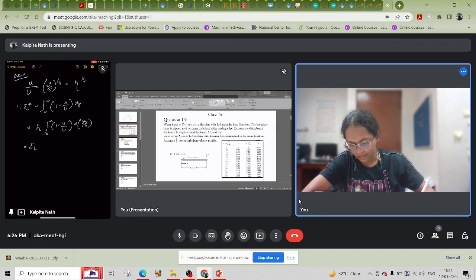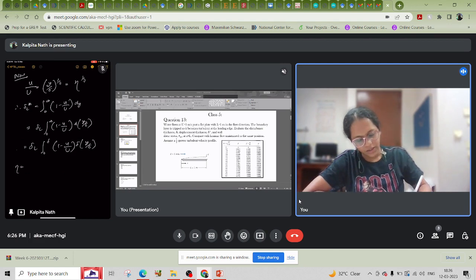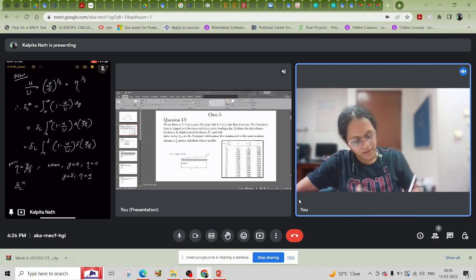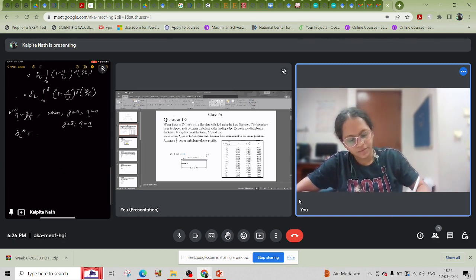Delta L, integral from 0 to delta of 1 minus small u by capital U, dy, which is delta d eta. Now when eta is equal to y by delta: when y is equal to 0, eta is equal to 0, and when y is equal to delta, eta is equal to 1. So therefore delta L star will be delta L times the integral from 0 to 1 of 1 minus small u by capital U d eta.